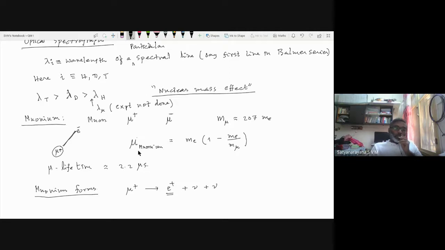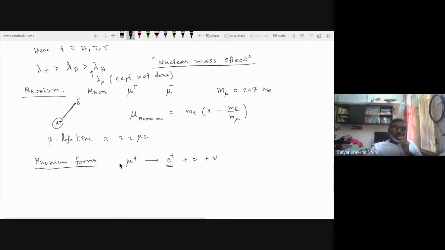So if there is no bound state formation, then this precession will not be there. By observing such a precession in the experiment, you can confirm that the mu plus that is decaying is a part of muonium. Okay, so that is one thing which tells us that this muonium can form.